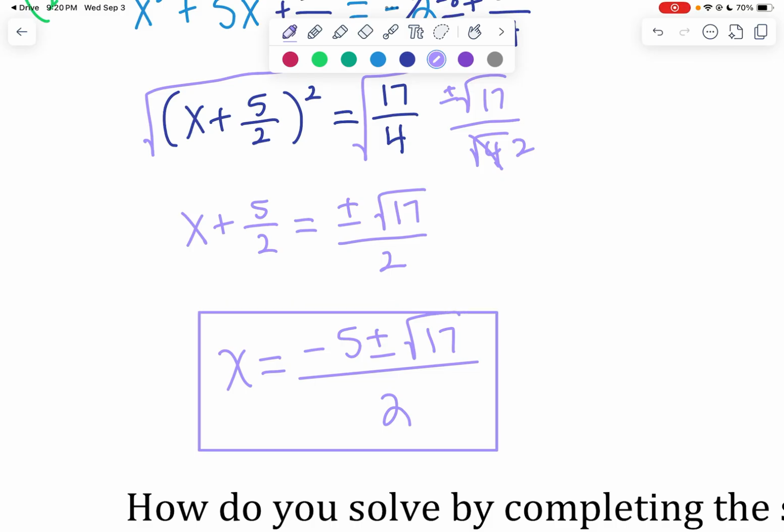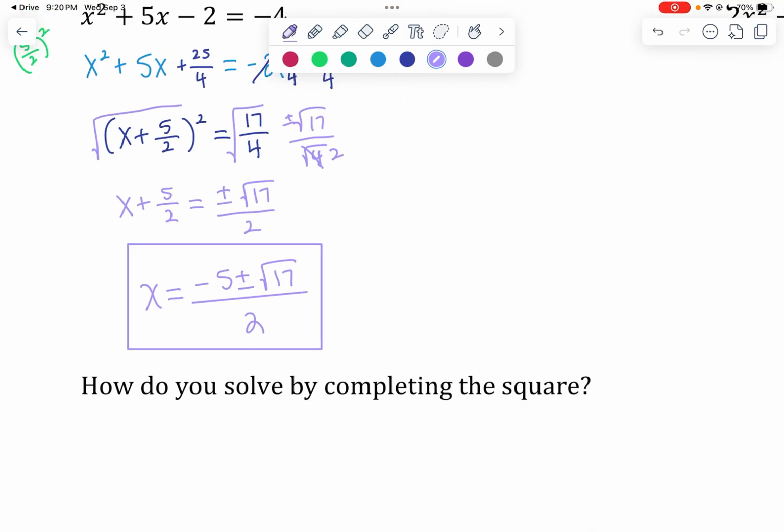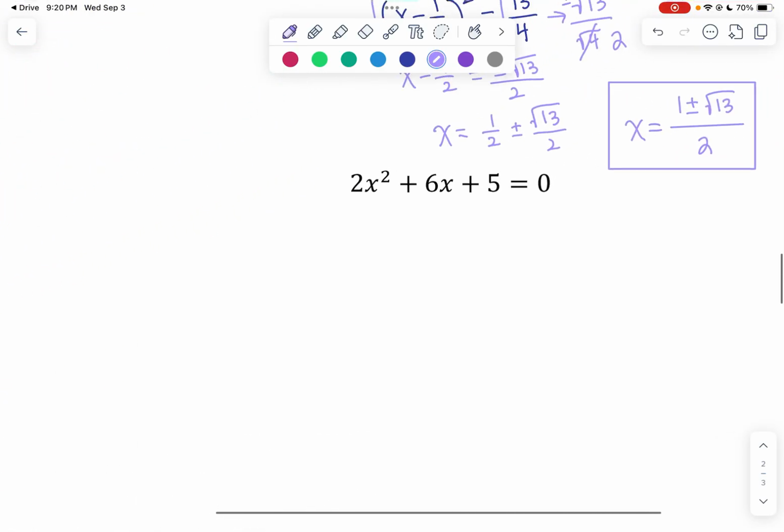And that's it. Okay. And now you kind of know why we're not going back and plugging these in and checking them. That's something that you really do want a calculator for. If not, it does take a while. Okay. So let's take a look at one more.